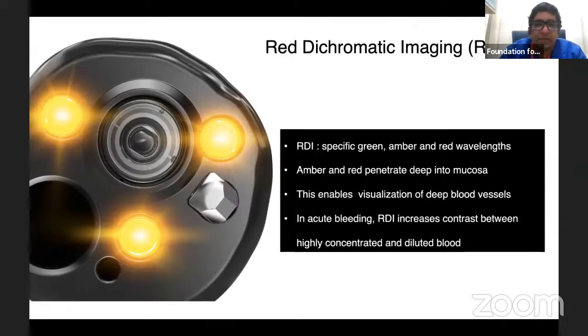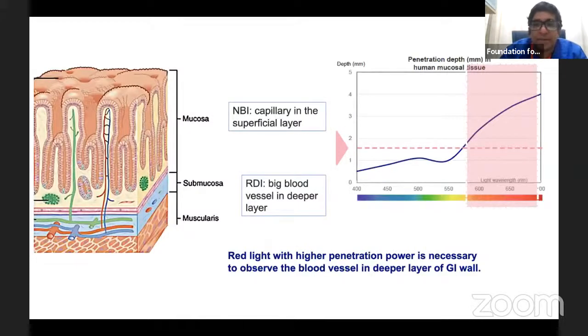But here we want to see deep vessels. Now for deep vessels, we need a longer wavelength to go deep. The longer wavelength is red. Now why red becomes red is because if you throw white light on red, it absorbs all color and reflects only red.